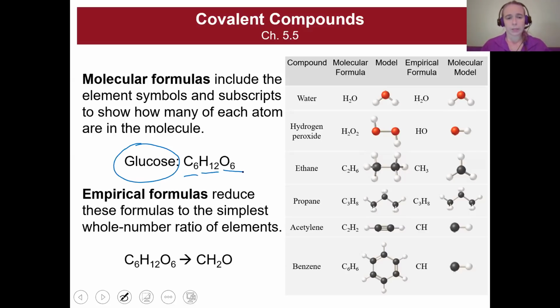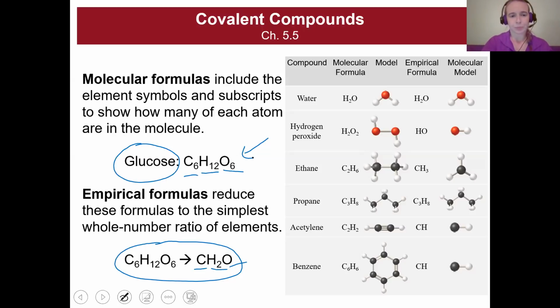Empirical formulas, on the other hand, reduce these formulas to the simplest whole number ratio of the elements. So the empirical formula for glucose would instead be just 1 carbon atom, 2 hydrogen atoms, and 1 oxygen atom. So we took all of these and found the common denominator. So we divided by 6 and ended up with 1 carbon, 2 hydrogens, and 1 oxygen. That is the simplest whole number ratio of the elements. So that is the empirical formula.